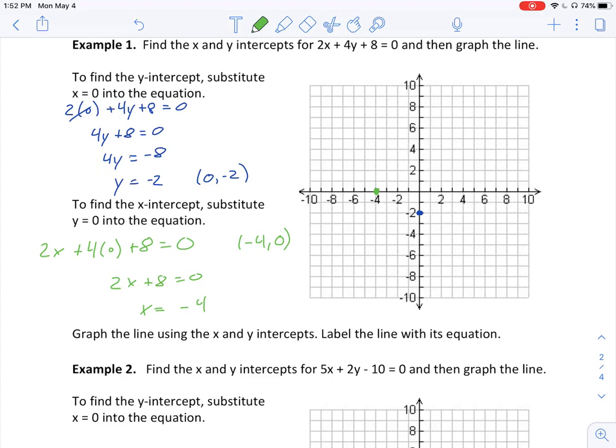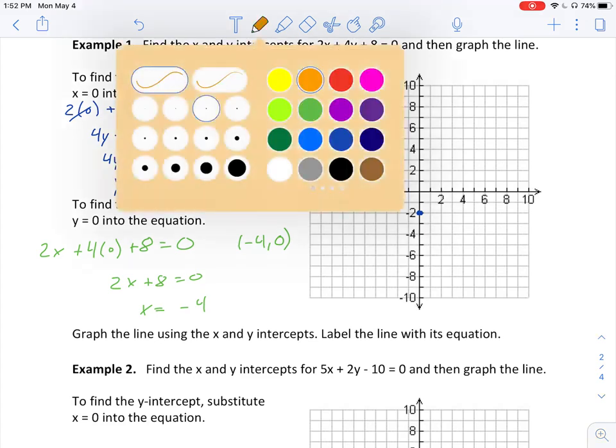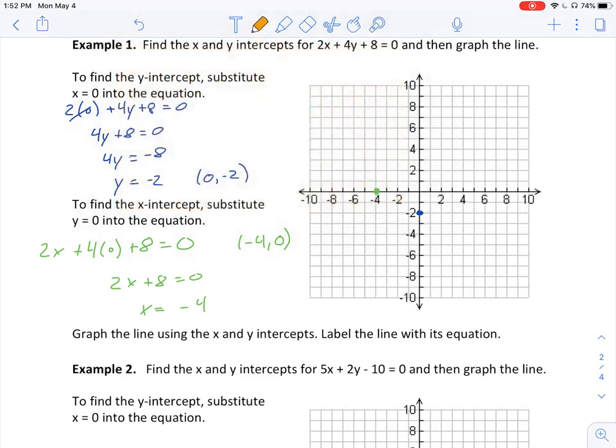Just like that. Our last step is plotting this line. So I simply draw through those points as best I can. So that would be the line represented on a graph. I'll label the line. So this would be 2x plus 4y plus 8 equals 0.